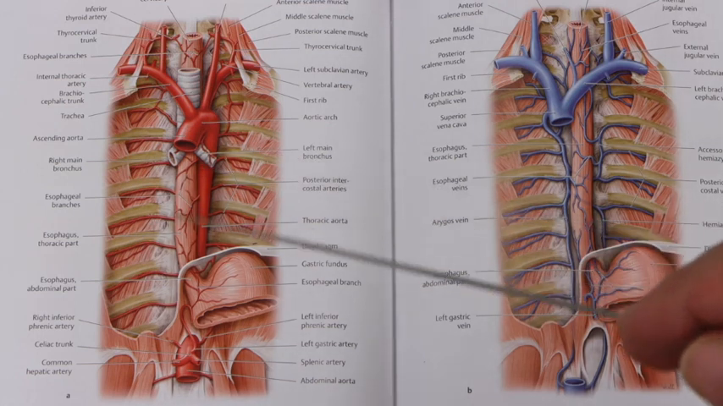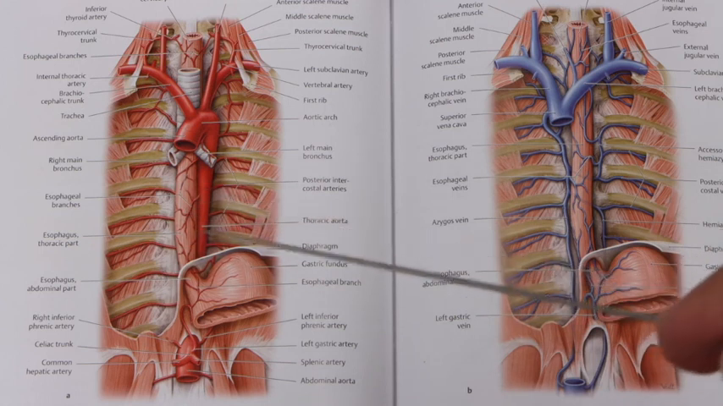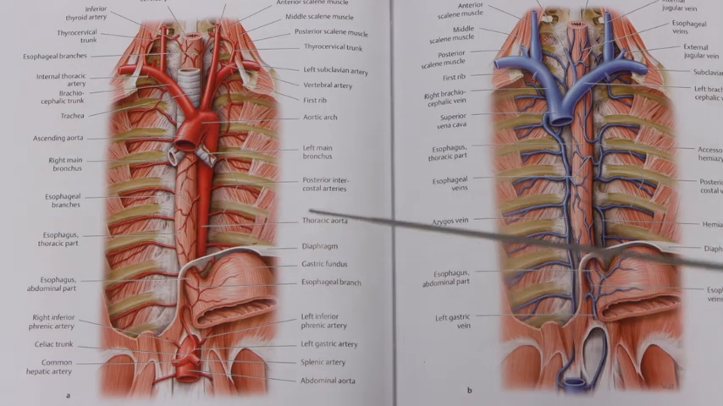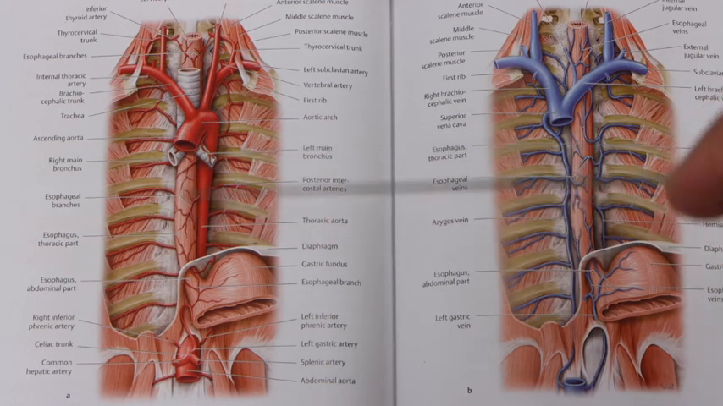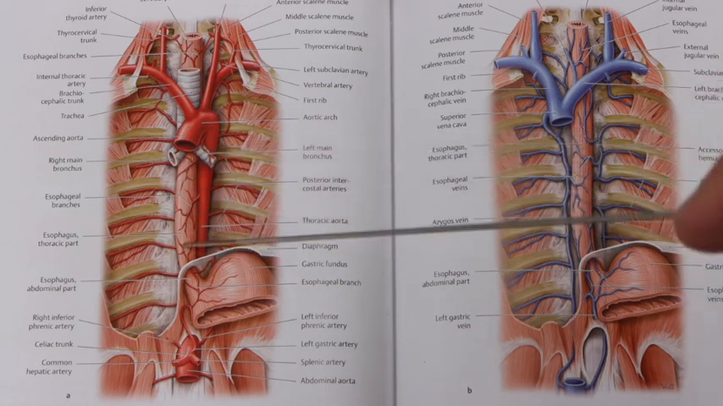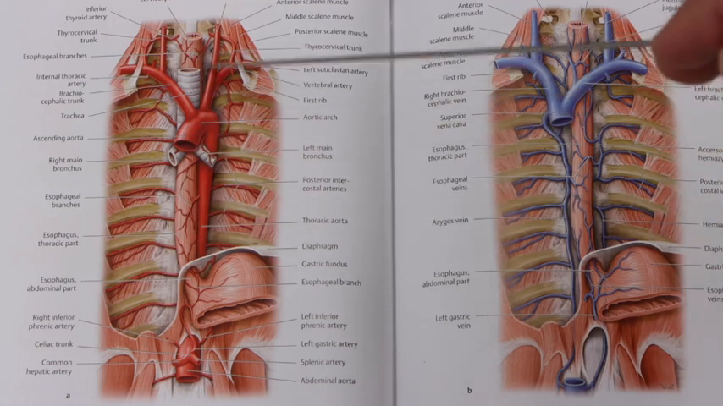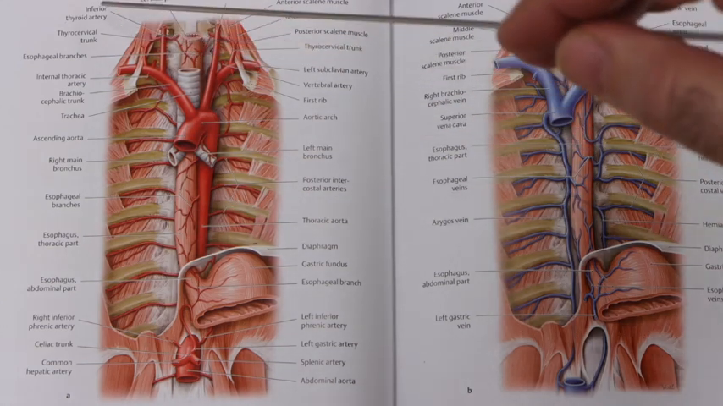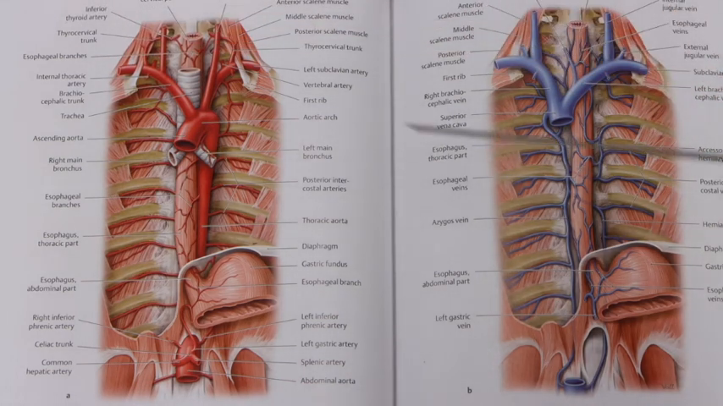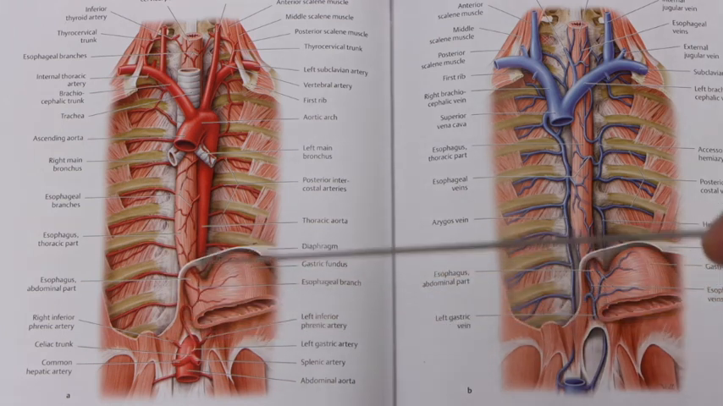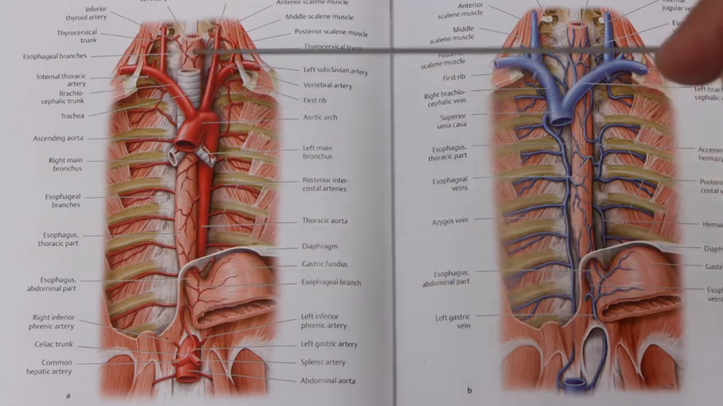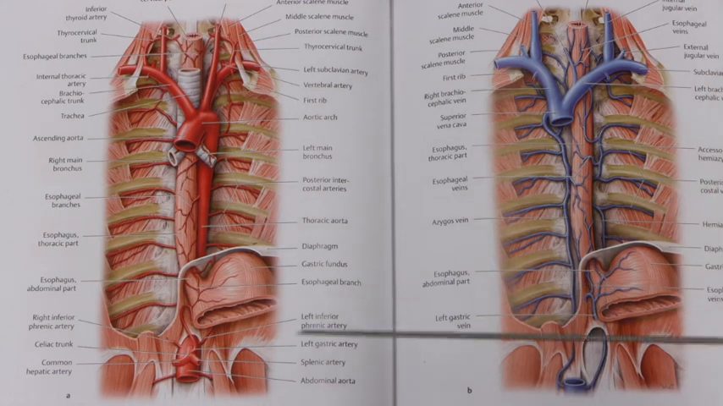Then, as you see, there are other smaller branches called esophageal branches. This is another visceral branch of the thoracic aorta, supplying the thoracic course of the esophagus. The cranial part of the esophagus is supplied by the inferior thyroid artery, and the lower part of the esophagus is supplied by the esophageal branch of the left gastric artery. All of them anastomose with each other.